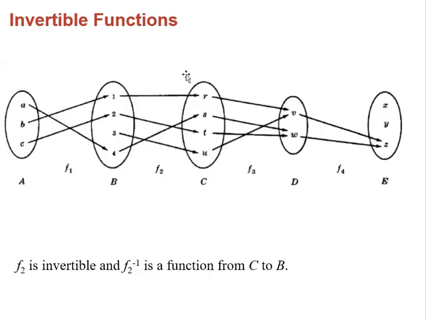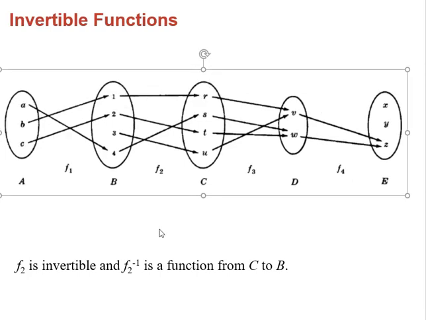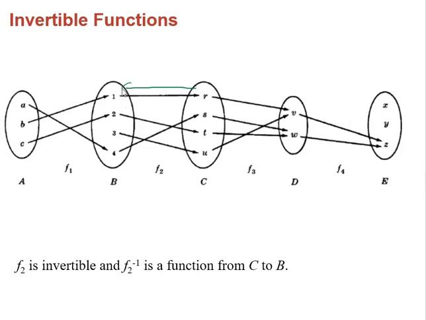To get the inverse mapping of an invertible function, you just have to reverse the arrows. You do it like this, right? That's why this function is invertible, because you just have to reverse the mapping, and the properties are retained, that it's one-to-one and onto.